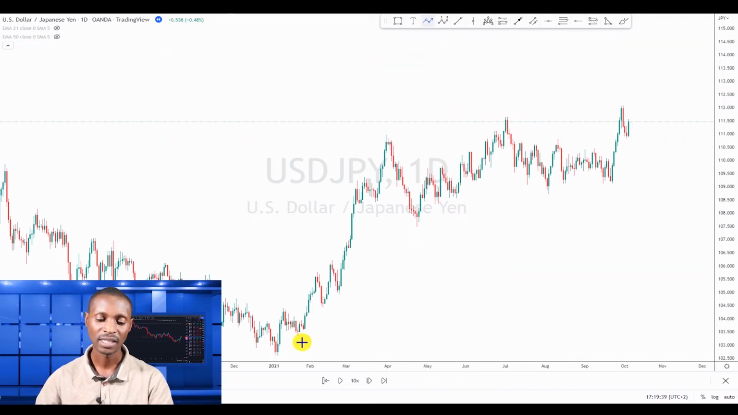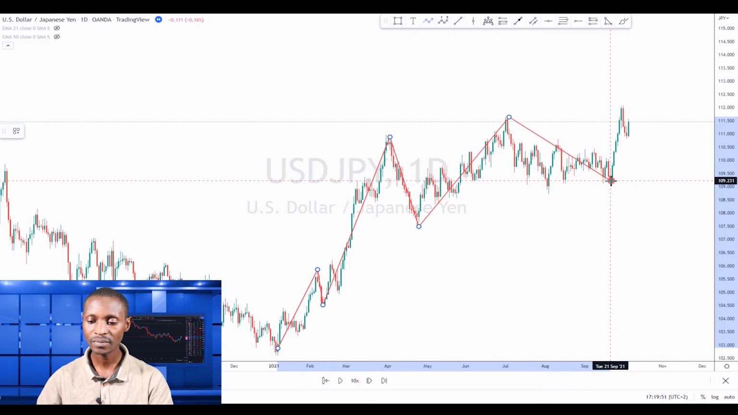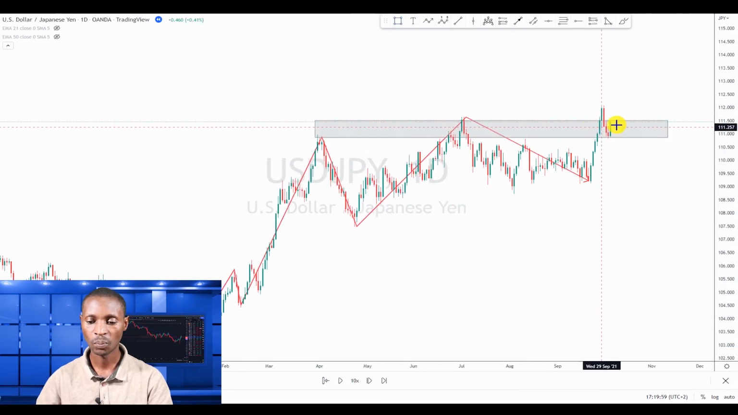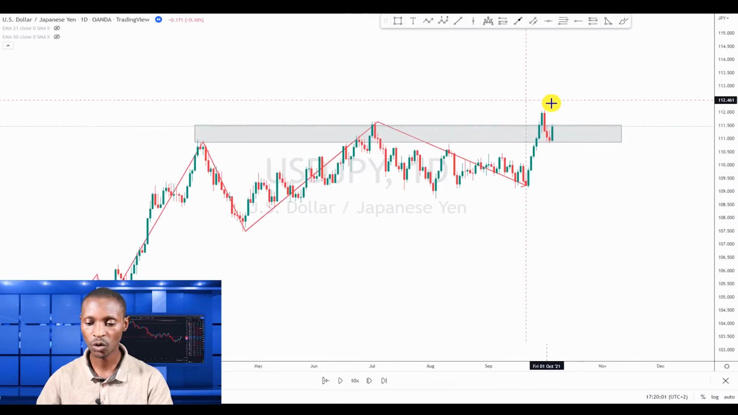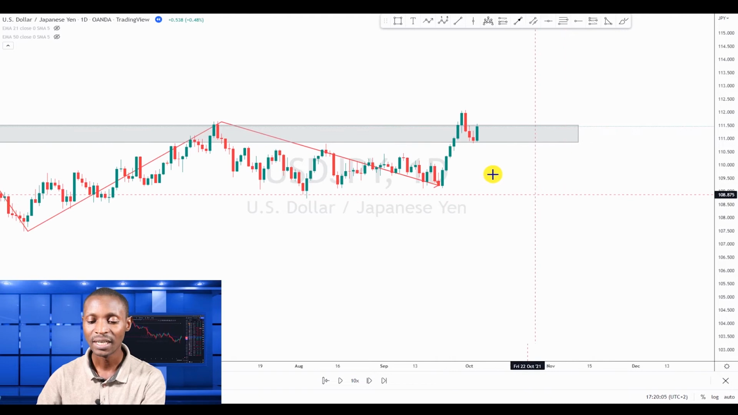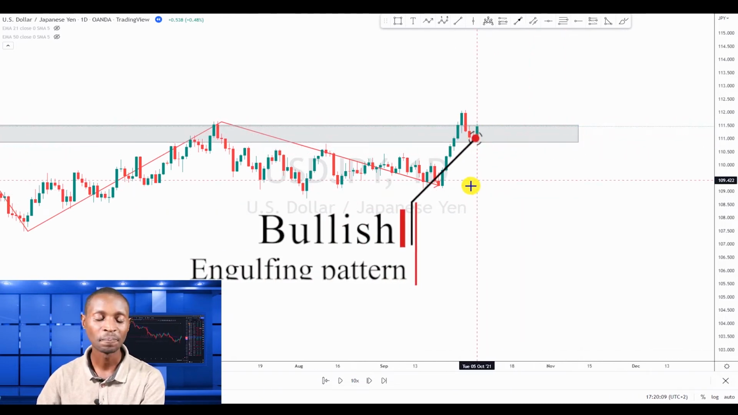As you may see, we are going to take an example on USD Japanese yen on a daily time frame. You clearly see that this market was trending up. It was an uptrend, and then we had this nice support resistance which was broken, and you know that once a resistance is broken it turns into support, and then now we have the formation of a bullish engulfing candlestick pattern here.